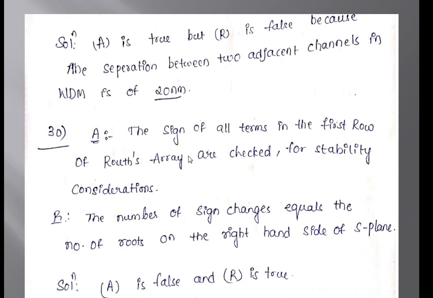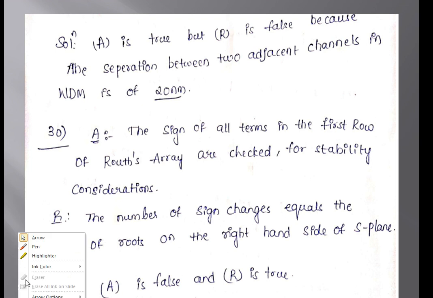Next, the 30th question. The sign of all terms in the first row of the Routh array are checked for stability considerations. The number of sign changes equals the number of roots on the right half of the S-plane. The reason is correct: the number of sign changes in the first column of the Routh array indicates the number of right-hand side poles on the S-plane. But it is the first column. The sign of all terms in the first column of the Routh array are checked for stability consideration.